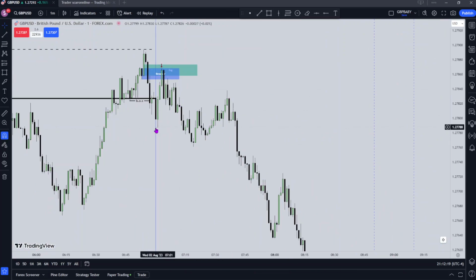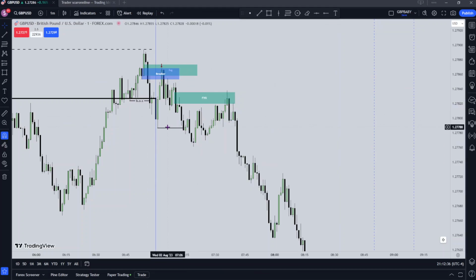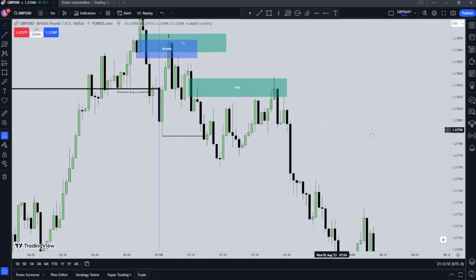So then we break lower. We have another breaking structure here, and we have another fair value gap here, which gets traded into. Do we have another breaker? We should do. Let's see. Yeah, we do. I'll show you.